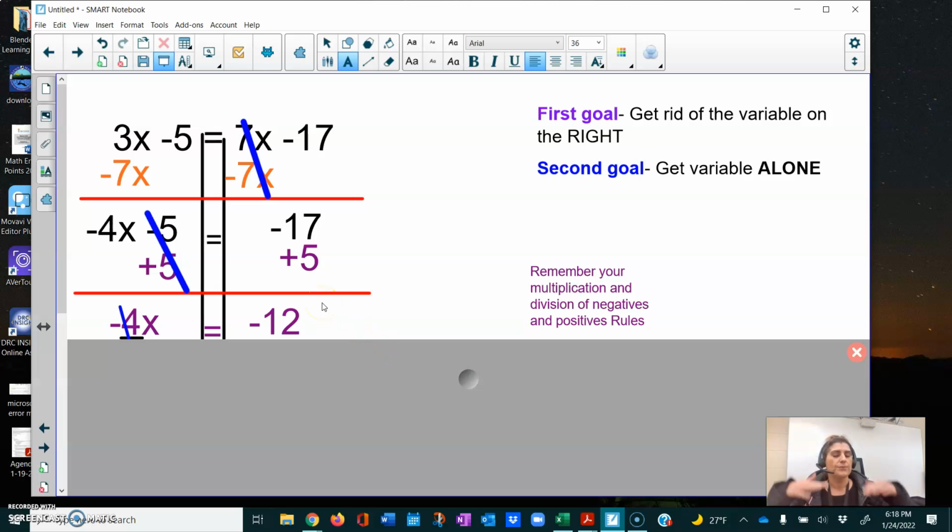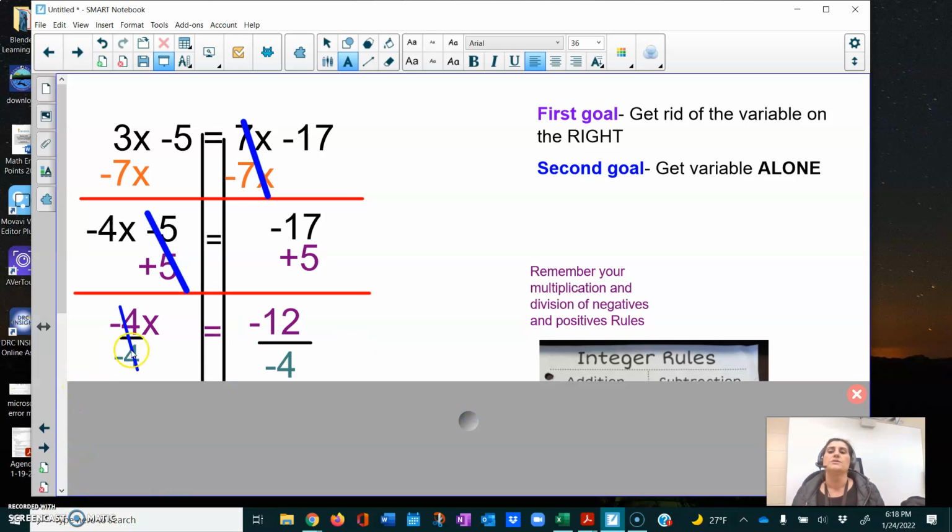Again, bring down everything you haven't dealt with. I know that a lot of you are going to want to just do the next step, like with that second step. Don't do it, because you're going to get yourself all confused. Just don't do it. So bring it down. I have negative 4x equals negative 12.